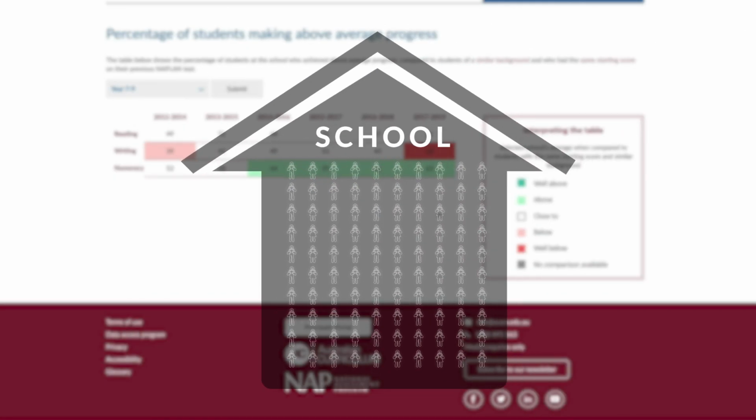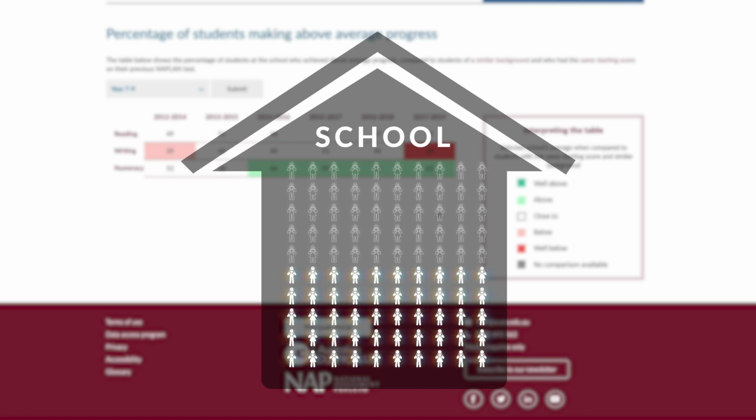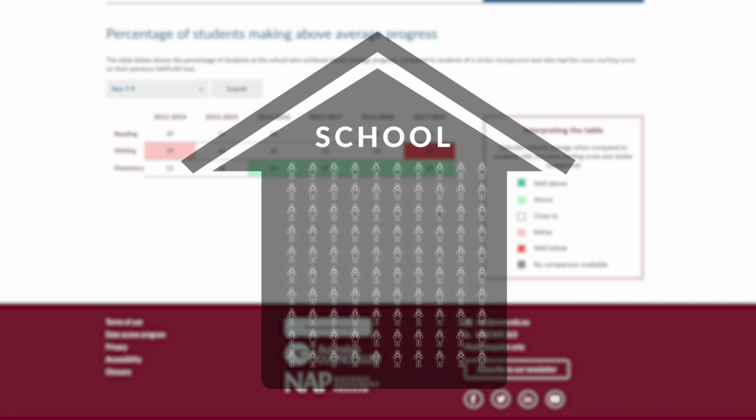In most schools, students will be achieving close to the average level of progress being achieved by all students across the country who had the same starting score 2 years ago and who have a similar background. But in some schools, the level of progress being achieved by many students is above the average. Those cells are shown as light green. In an even smaller number of schools, the overall level of progress being achieved by the students is well above average, and they are shown in dark green.